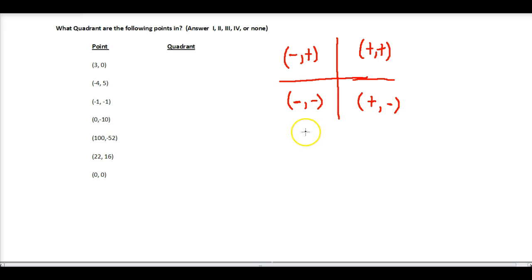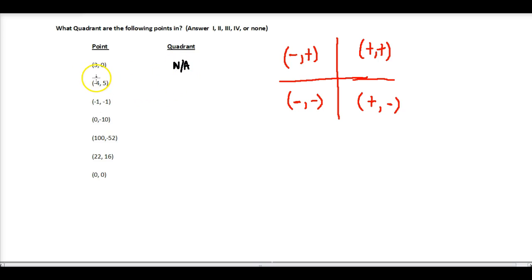The last thing that we want to take note of is that if we have a point that is either on the x or y axis here, then our point is not considered to be in any quadrant. So if we look at our first point, we have (3, 0), which is about right here. And we know that that's on the x-axis. So we would say NA, or not applicable, because it is not in any quadrant.